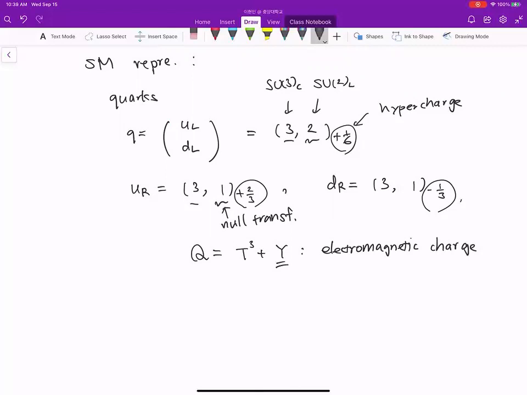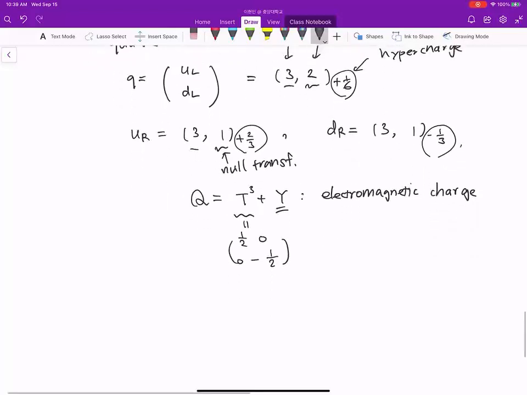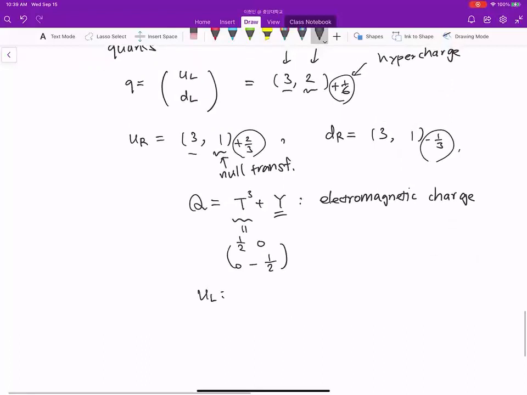We assign the hypercharge depending on the representation under the SU(2). So the third Pauli matrix is in this diagonal form, right? It's ±1/2. Because of that, for instance, the UL charge is diagonal. So T3 is diagonal. So you can say that the left-handed up-type quark carries 1/2 charge under the SU(2).